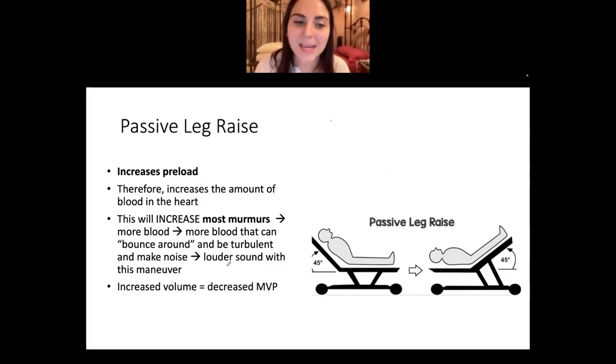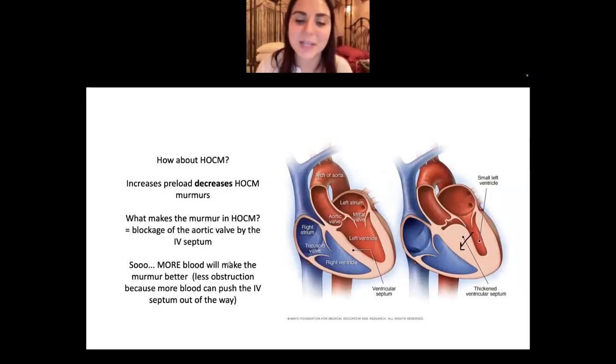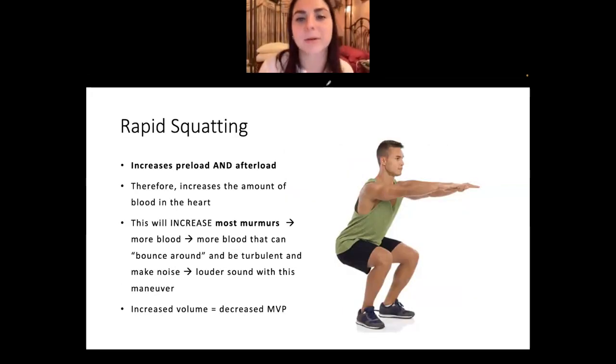However, with MVP, if you increase the volume in the heart, you actually decrease MVP. Same with HOCM. If I have more blood in the left ventricle, I'm pushing the septum out of the way, and now I'm decreasing the obstruction, and now I can have a nice, easy track out. And then it's going to sound a lot less loud.